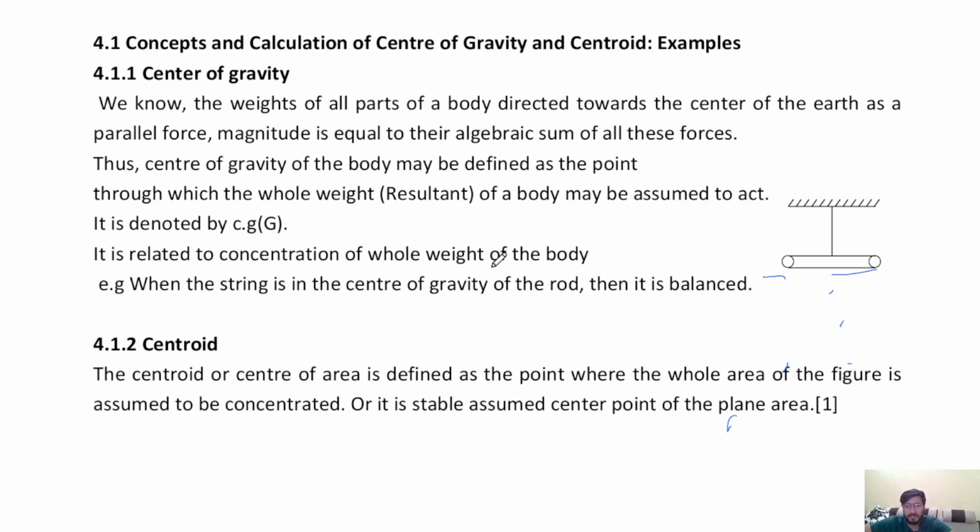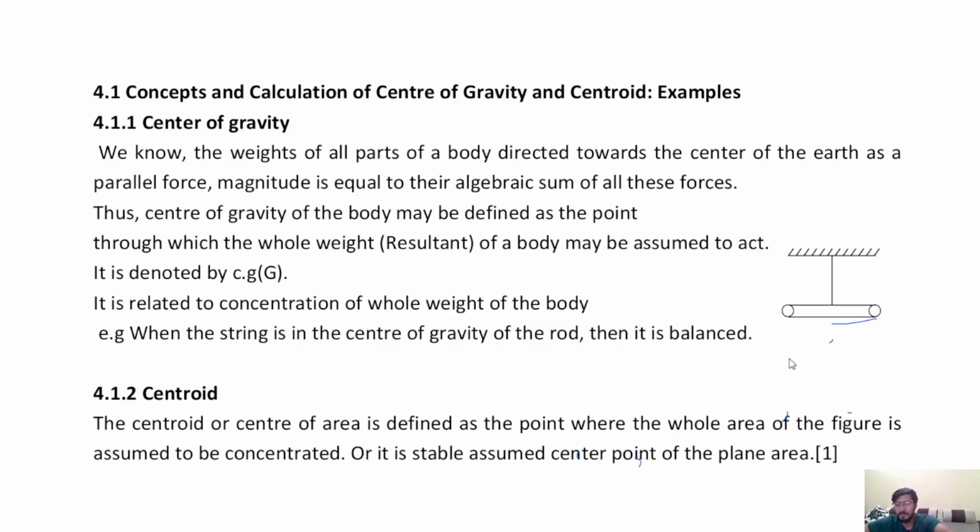I have already said when the string is at the center of gravity of the rod, then it is balanced. If you see in this figure, this is the point that is called Cg. This mass is equal to this mass, or in another way, we can say this is the mass balance point.